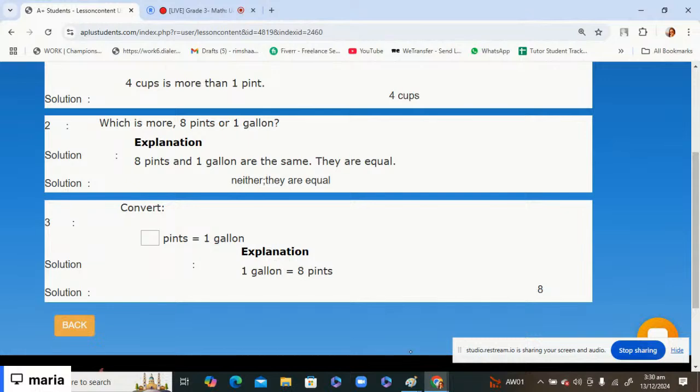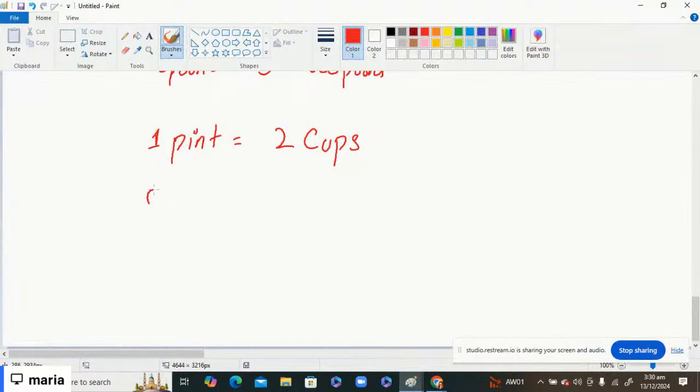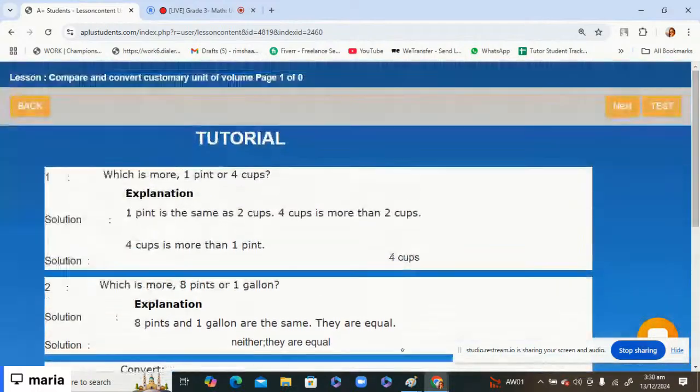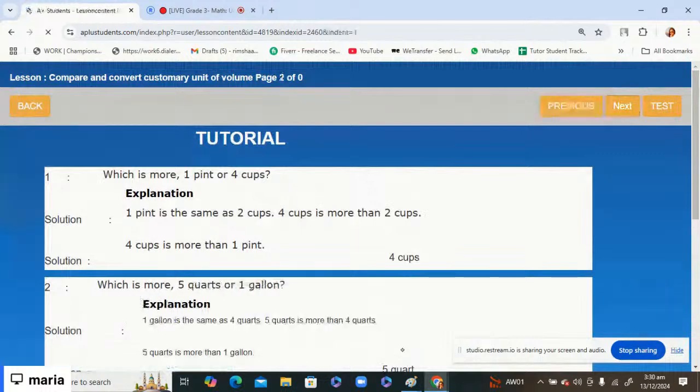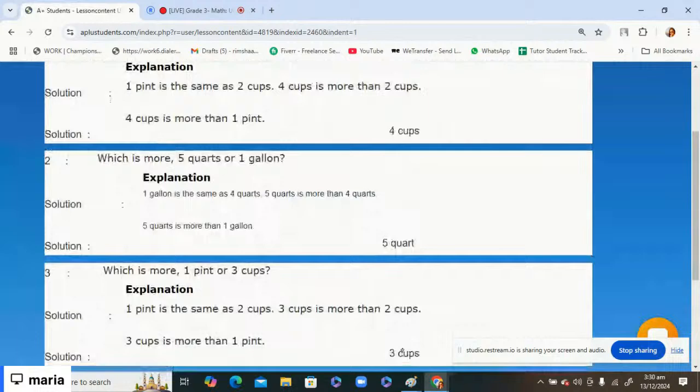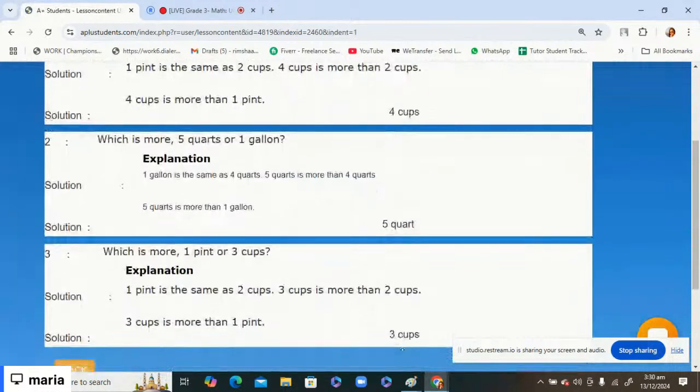As we know, they are equal. 8 pints and 1 gallon are the same. Okay, so 1 gallon is equal to how many pints? 8 pints. We need to know this thing. 1 pint is equal to 2 cups, or 4 cups. 4 cups are greater. Quarts and gallon now.